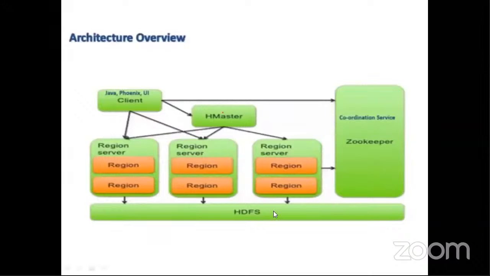So HDFS will be there. On top of HDFS, you will have region servers. Region servers are similar to the data nodes, meaning your data will be stored in the form of region servers. HMaster is similar to the name node. It will decide which data will go to which region, whether region 1, region 2 or region 3. There will be no second HMaster. If one HMaster is down, that's it, everything will be down.